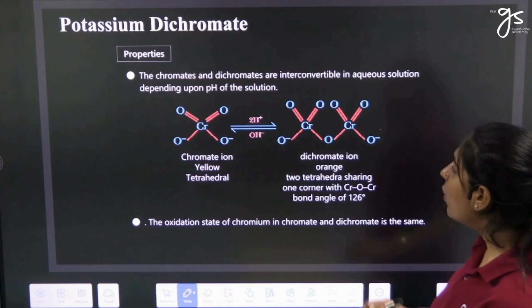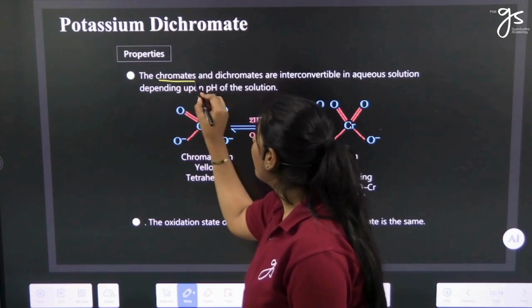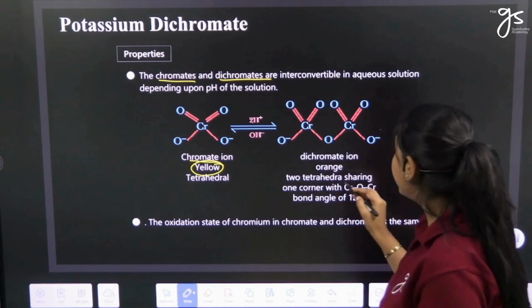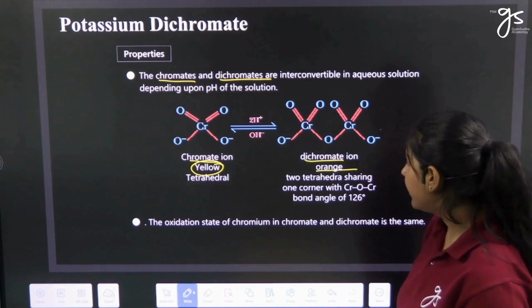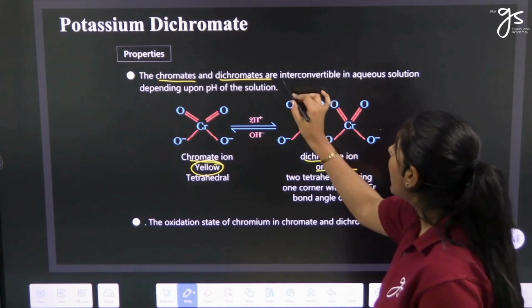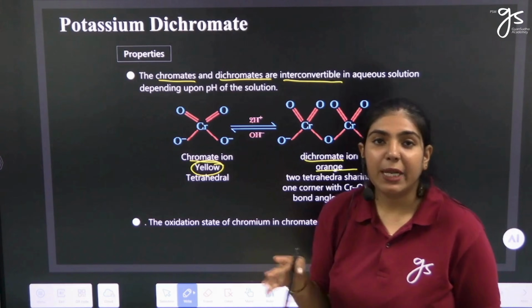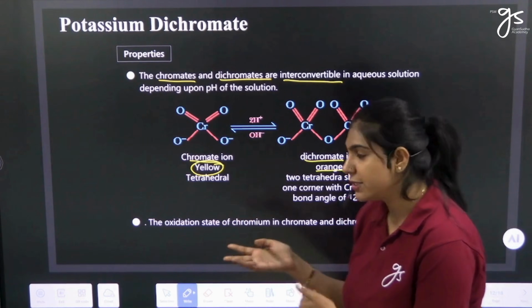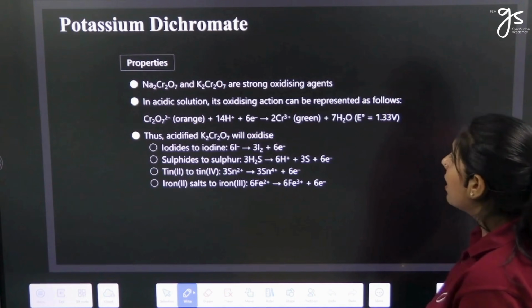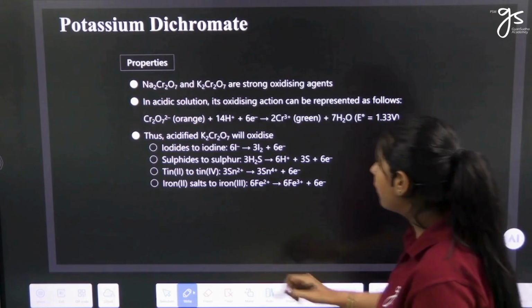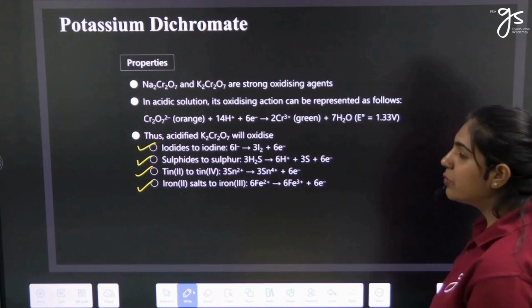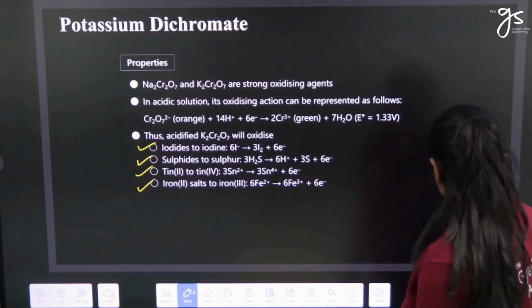Yes, now there are just 2 different ions, chromate and dichromate. The chromate ion is yellow in color, while the dichromate is orange in color. And they both are interconvertible depending upon the pH. If the pH is more, then they will switch reversely like this. Now you can see the properties of these. From here, many questions have been asked, so you can take the screenshot from here.